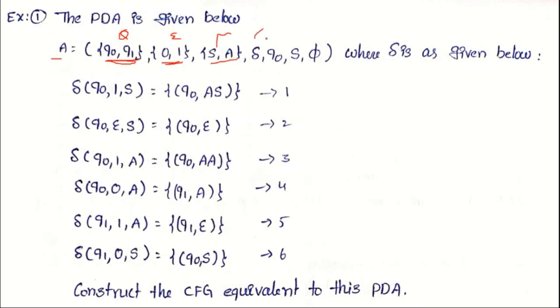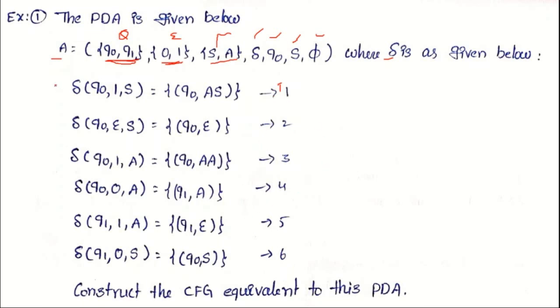And this is the delta transition function. Q0 is the initial state and S is the current top of the stack, or by default the stack contains that symbol, and phi indicates this PDA does not have a final state. This PDA is accepted by empty stack. That is the meaning of phi. So now delta is given by the transitions. We just assume there are 6 transitions in total. This is just our assumption.